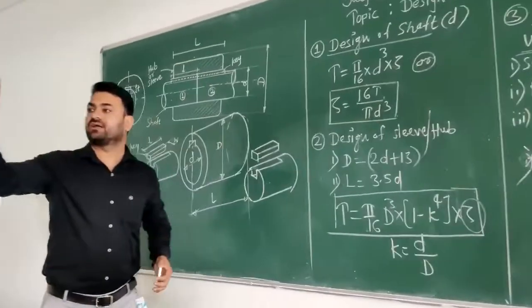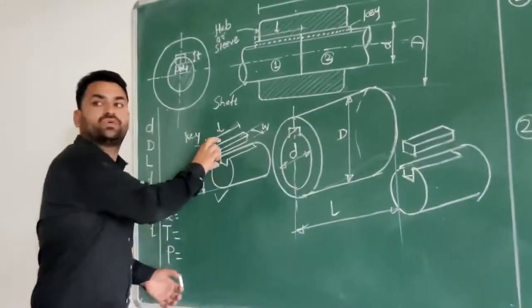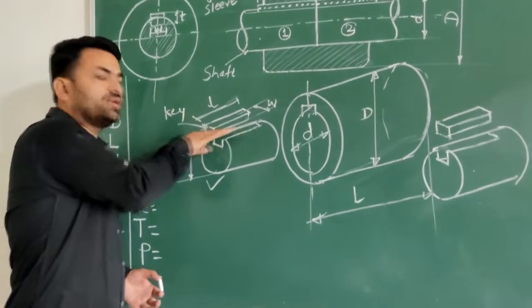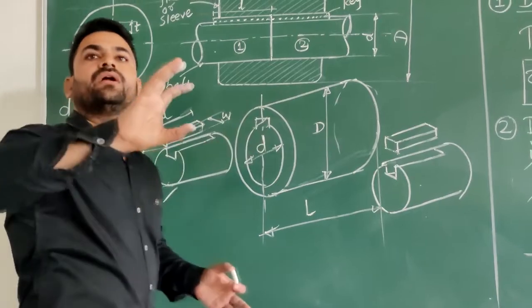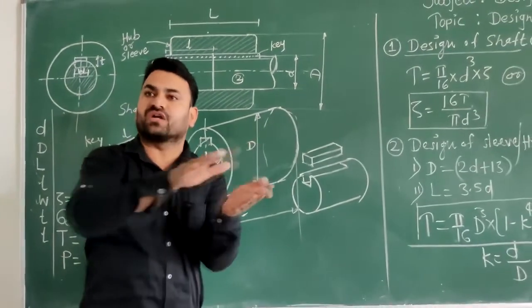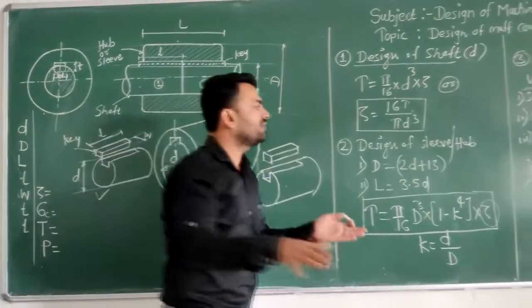Key is going to fit over here. Means half portion of the key is in the shaft and half portion of the key is in the hub. During power transmission, it is going to cut off. It is going to shear off like this.